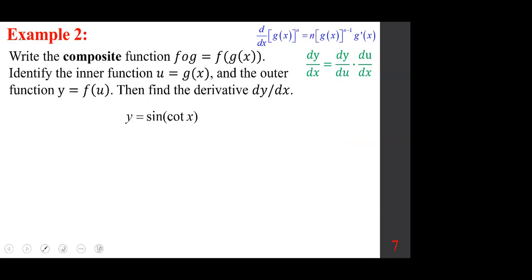Here's another example, and we are going to write it in that fashion. We want to write the composite function and identify the inner function u and the outer function f. Just for the sake of argument, we're going to do that. So I hope you realize sine, and I don't even bother to read the rest of it. I just pause, sine, and I stop. That means that's my outer function. So f of u is sine u. Sine of what? Cotangent x. So this is the u function, the g of x function.